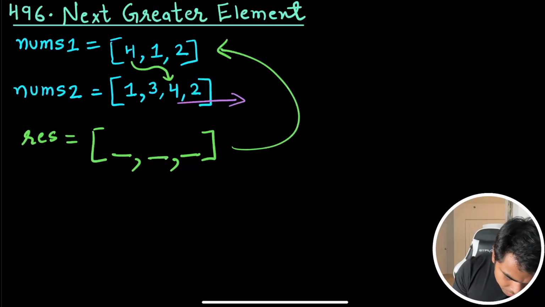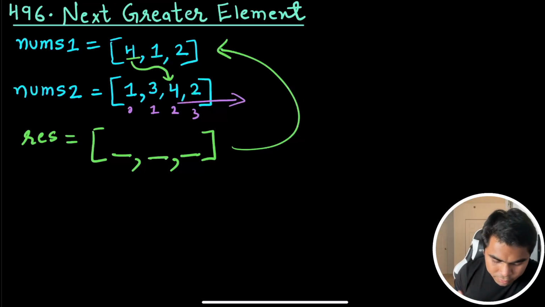So let's go over all the elements of nums1. The first element is 4. Where is 4 located in our nums2? Well, it's located at the second index. So 0th index, first index, second index, and third index. Now after the second index, is there any element that's greater than 4? Well, there is none, so that's why we're going to have -1.